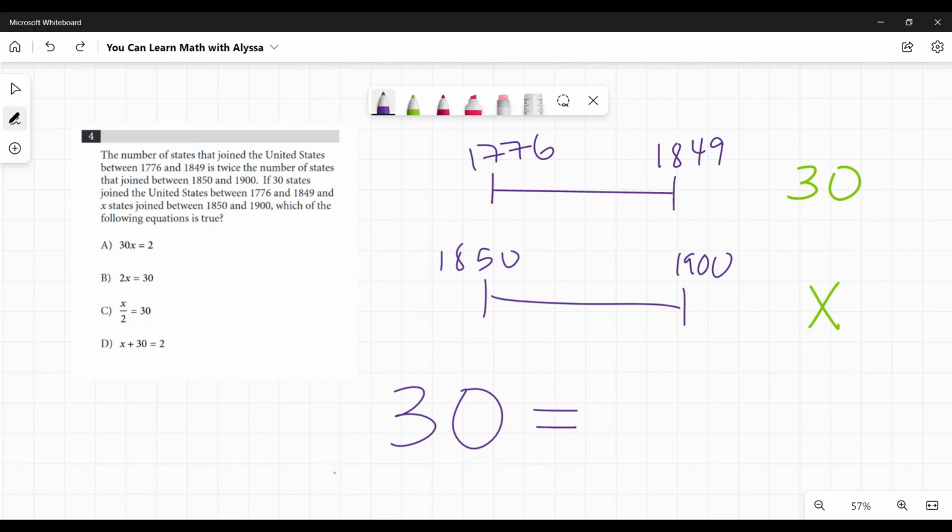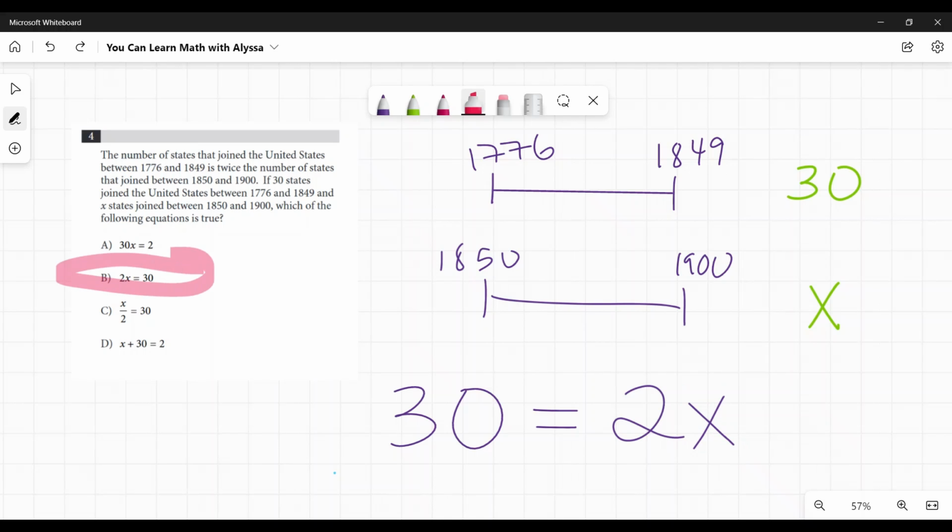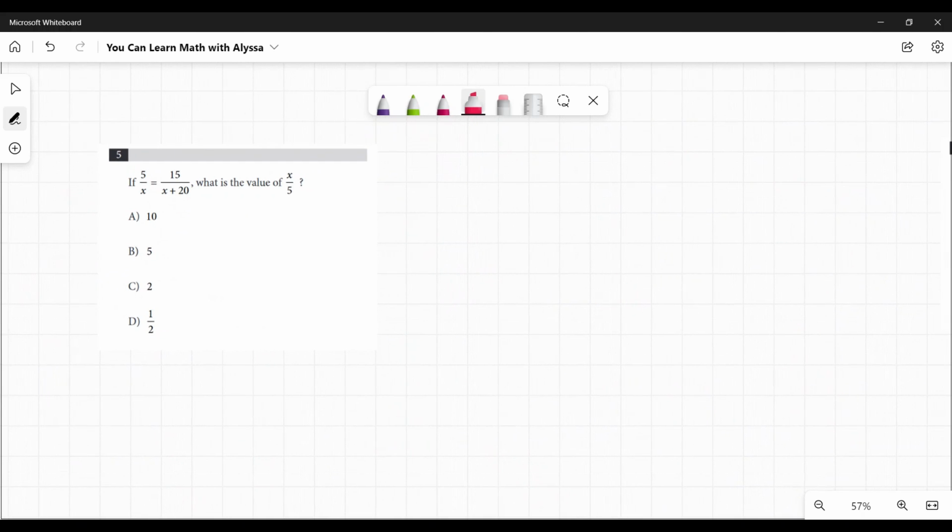Twice the number of means I'm multiplying by 2. And how many states joined in that period? X. So this is a representation of the number of states that joined between 1776 and 1849 is twice the number of states that joined between 1850 and 1900. And let's look and see, and there, B, 30 equals 2x or 2x equals 30. They are the same. That is our answer.